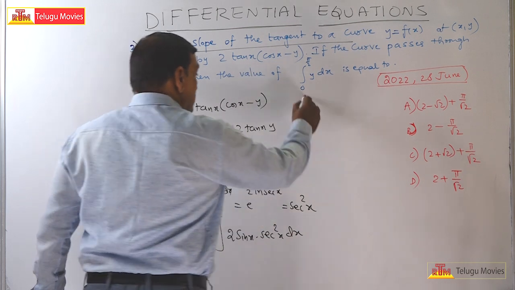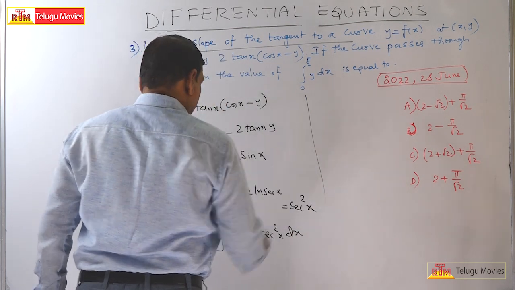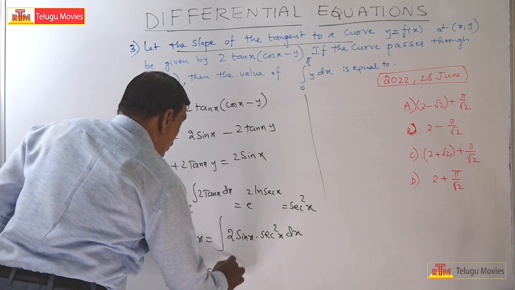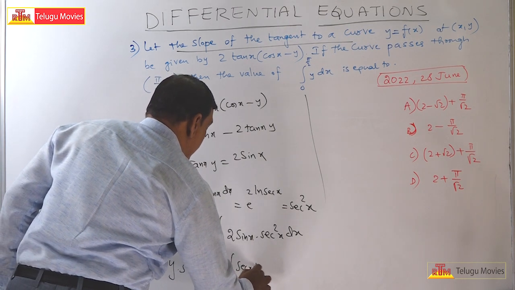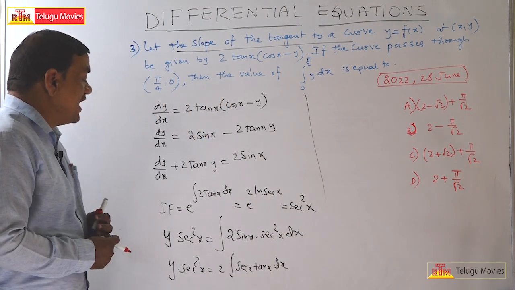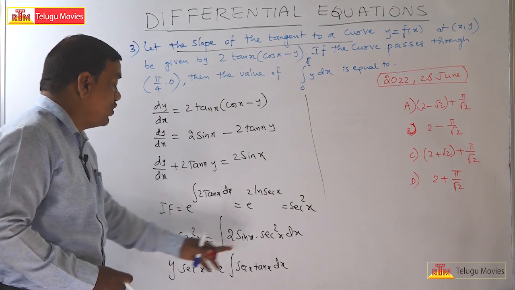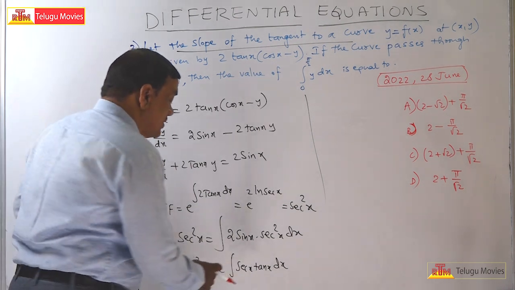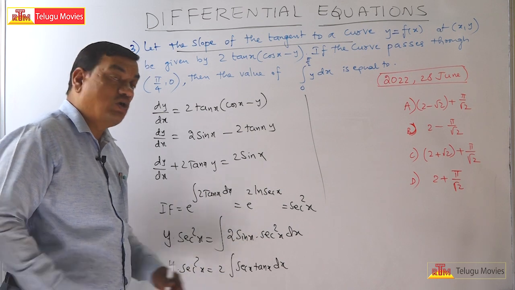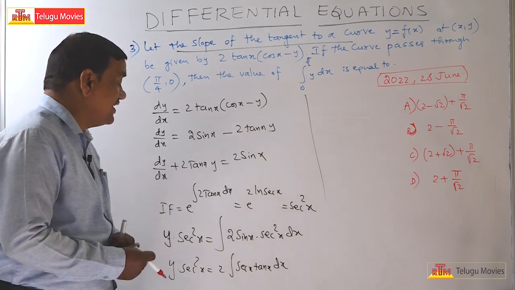On the whole, I will write it as y into secant square x is equal to 2 times the integral of secant x into tan x dx. I have taken 2 outside, so this is secant x into tan x: 1 by cos x, sin x by cos x, tan x. Now, what is the integral of secant x into tan x?